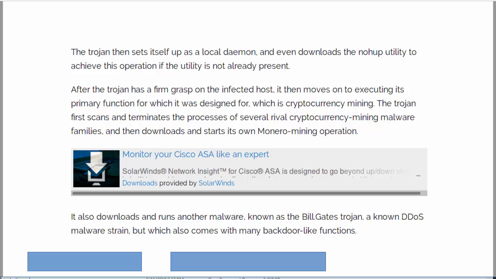The Trojan then sets itself up as a local daemon, even downloading the nohup utility to achieve the operation if the utility is not already present. After the Trojan has a firm grasp on the infected host, it moves on to executing the primary function for which it was designed, which is cryptocurrency mining. It first scans for and terminates the processes of several rival cryptocurrency mining malware families, and then downloads and starts its own Monero mining operation. It also downloads and runs another piece of malware known as the Bill Gates Trojan, a known distributed denial of service malware strain, which also comes with many backdoor-like functions.